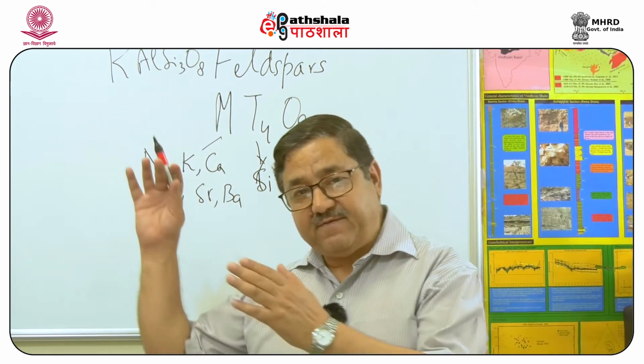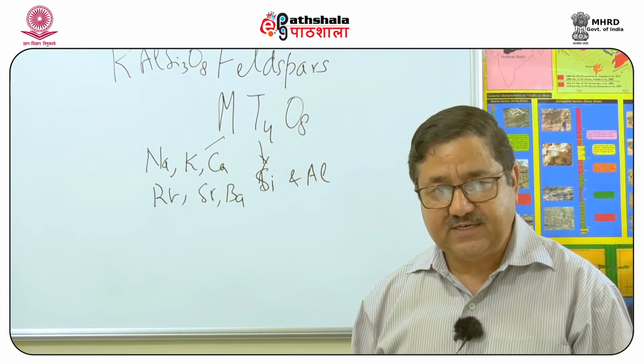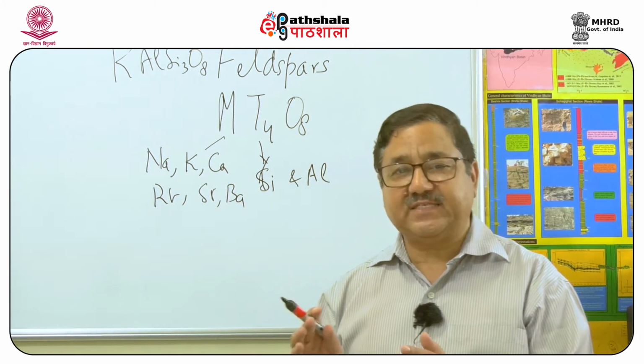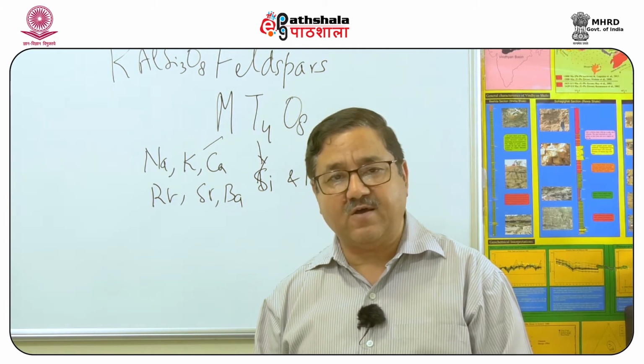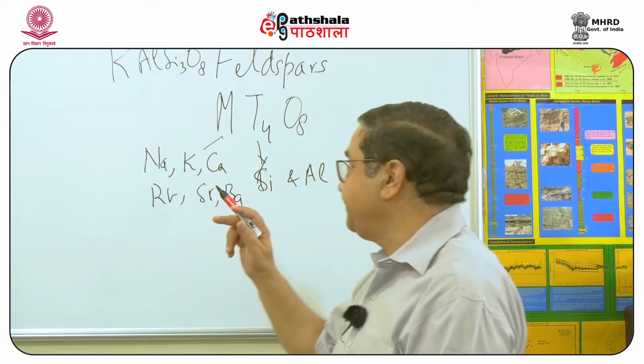If this same feldspar cools down to a lower temperature, then the distribution of aluminum will become restricted to some of the tetrahedral sites, and this is the phenomenon of order and disorder. We will talk more about this later.